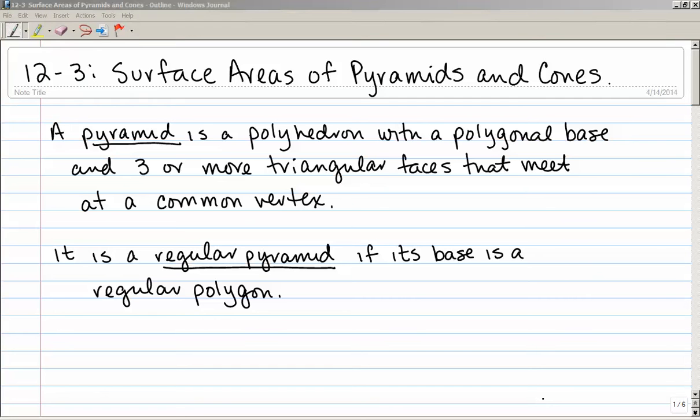Section 12.3 is on surface areas of pyramids and cones. A pyramid is a polyhedron, a three-dimensional shape with flat surfaces, with a polygonal base, that is, the base of it is a polygon, and three or more triangular faces that meet at a common vertex. It's called a regular pyramid if the base is a regular polygon.